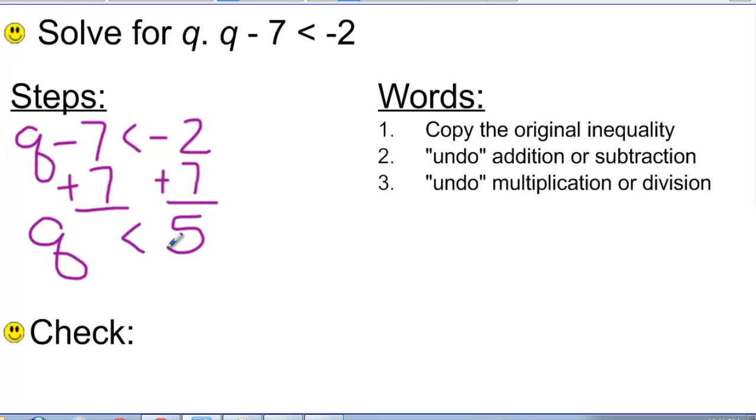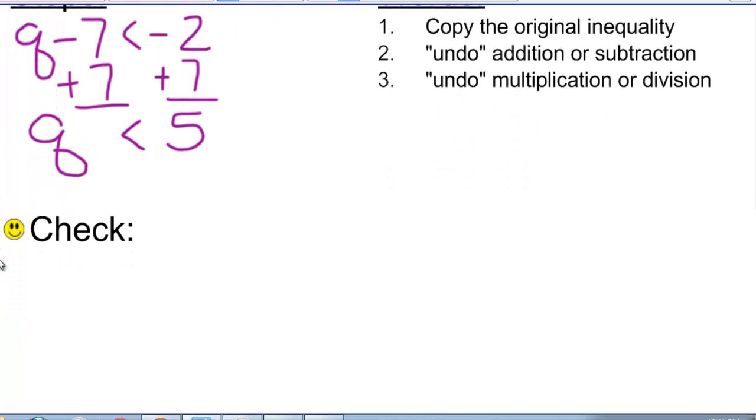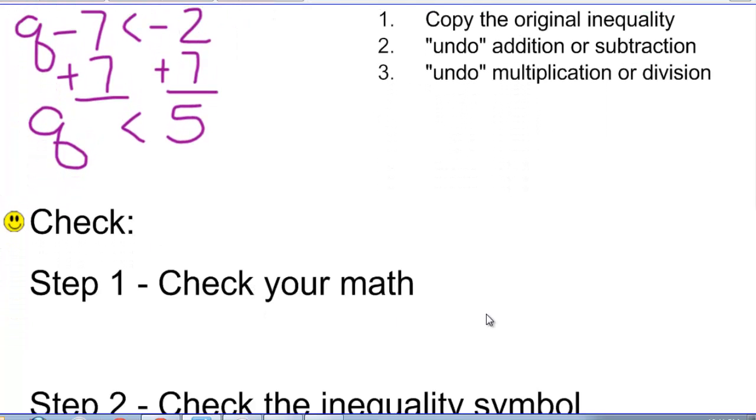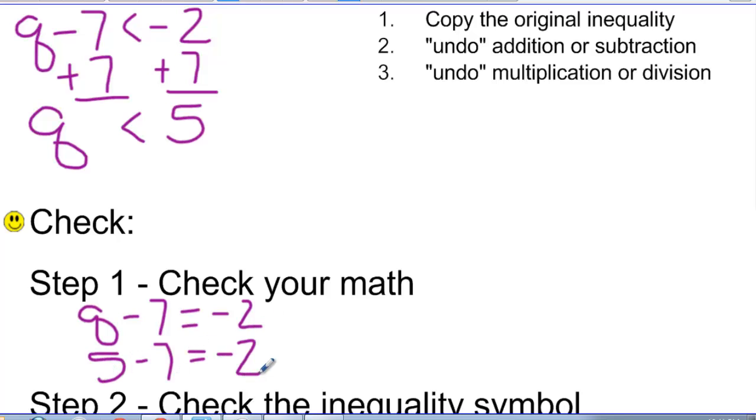So we're going to check that. And there's 2 steps that we need to do to check that. So the first thing we're going to do is we're going to check our math by setting up an equation that's just like the original inequality but with an equal sign in it, and then make sure that our math is correct. So if I write an equation, Q minus 7 equals -2, and I substitute 5 in for Q, I get 5 minus 7 equals -2. So I have to check, is it true that 5 minus 7 is -2? 5 minus 7 is -2, so my math is correct.